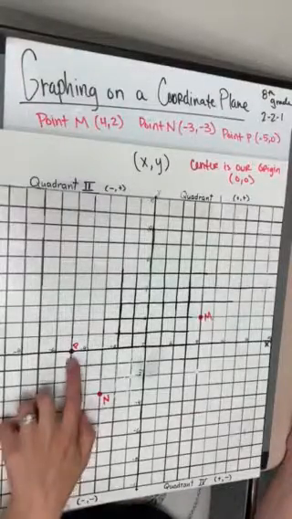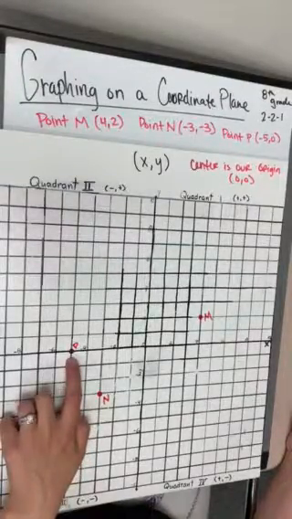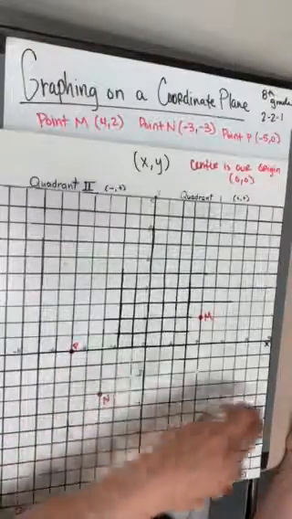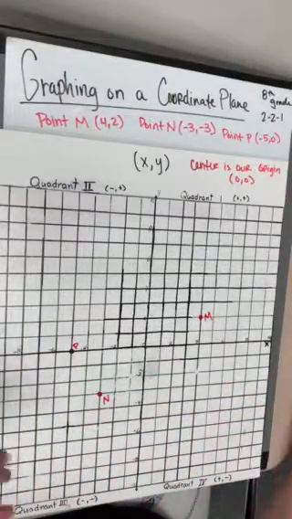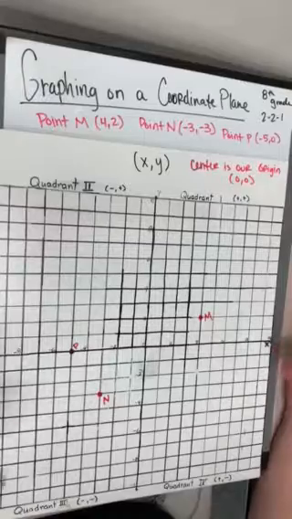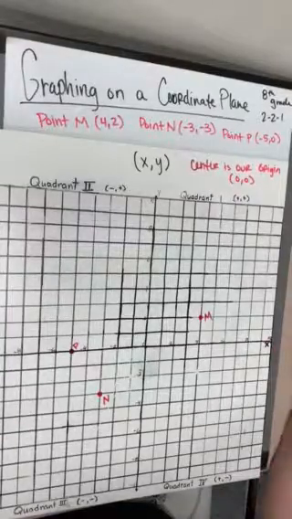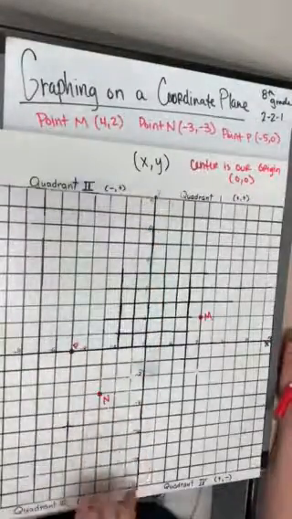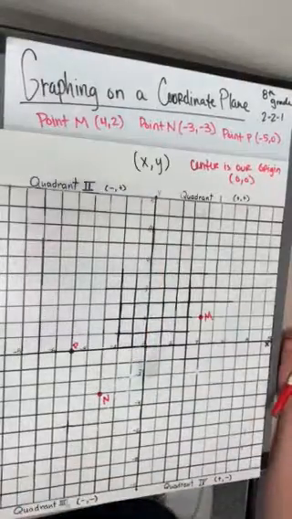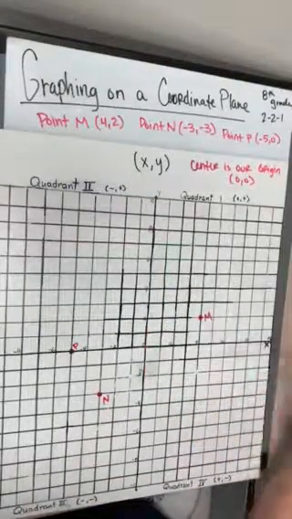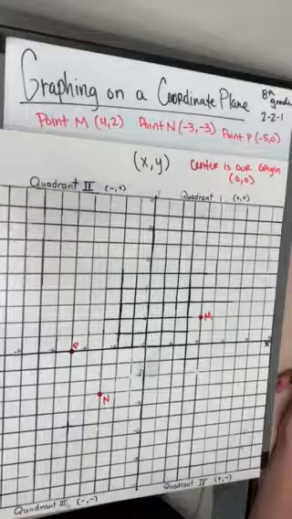Now, this dot is not in a quadrant. This dot, because it falls on an axis, you would say that it's on the x-axis. If it falls on the y-axis, you would say it's on the y-axis. If it fell right in the middle, you would say, oh, that's our origin.